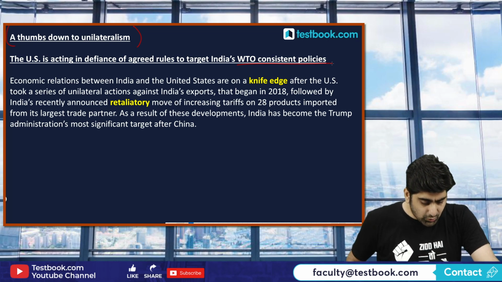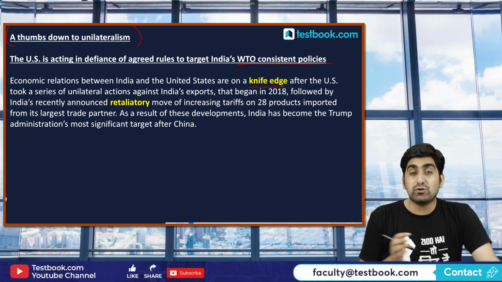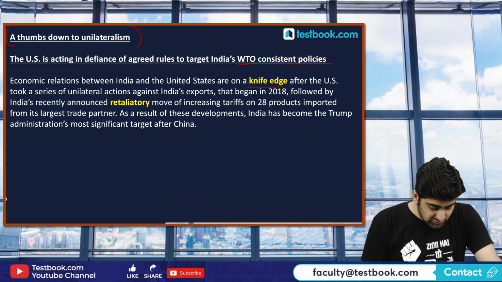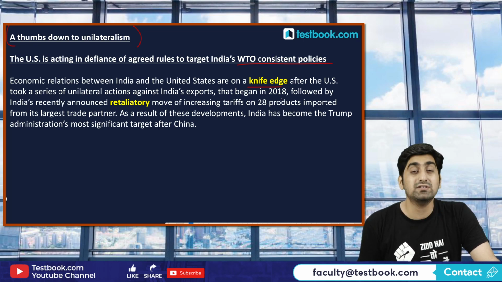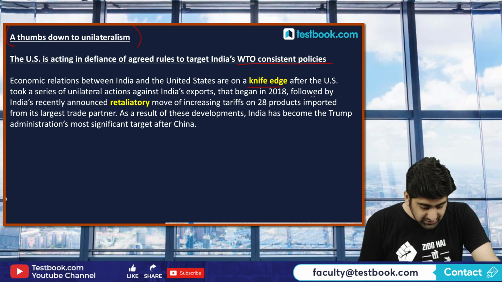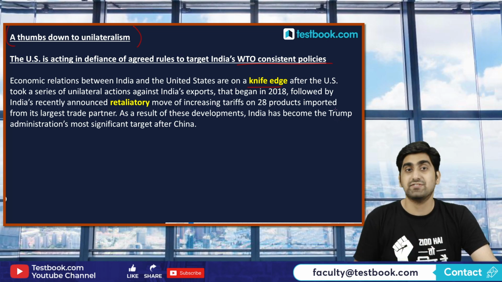It says that economic relations between India and United States are on a knife edge. जो economic relation है वो चाकू की धार पर नजर आते हैं. After the US took a serious unilateral action against India's exports that began in 2018, followed by India's recently announced retaliatory move on increasing tariffs on 28 products imported from its largest trade partner. Further, it says as a result of those developments, India has become the Trump administration's most significant target after China.